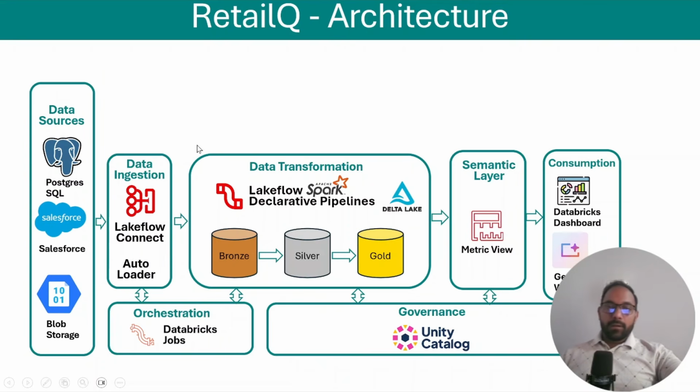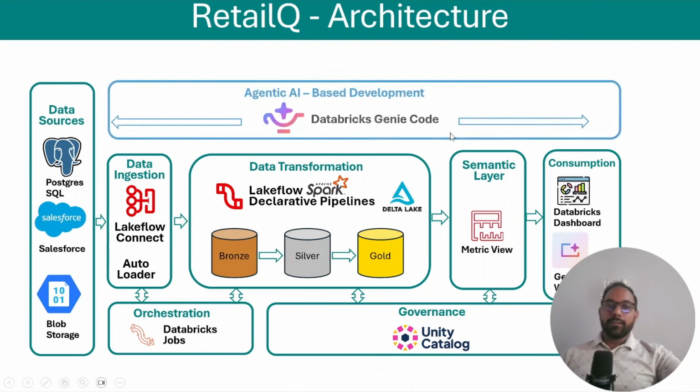And whatever pipelines, notebooks, code, and dashboards we will be building, we will be using agentic AI based development. So Databricks have recently released Databricks Genie code, which is now getting very popular because it can do so many things automatically.